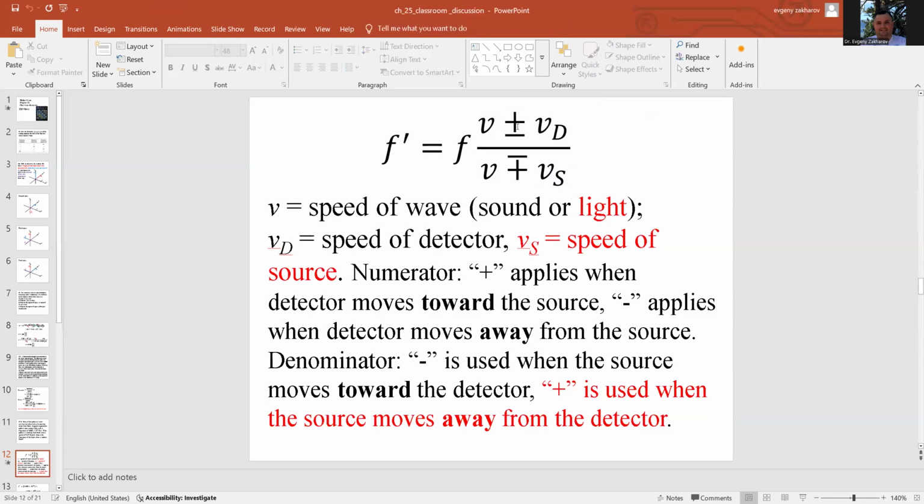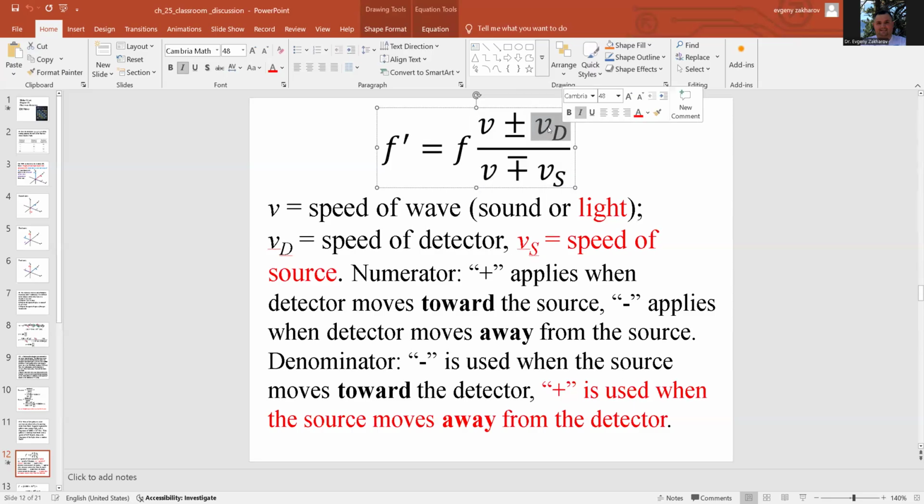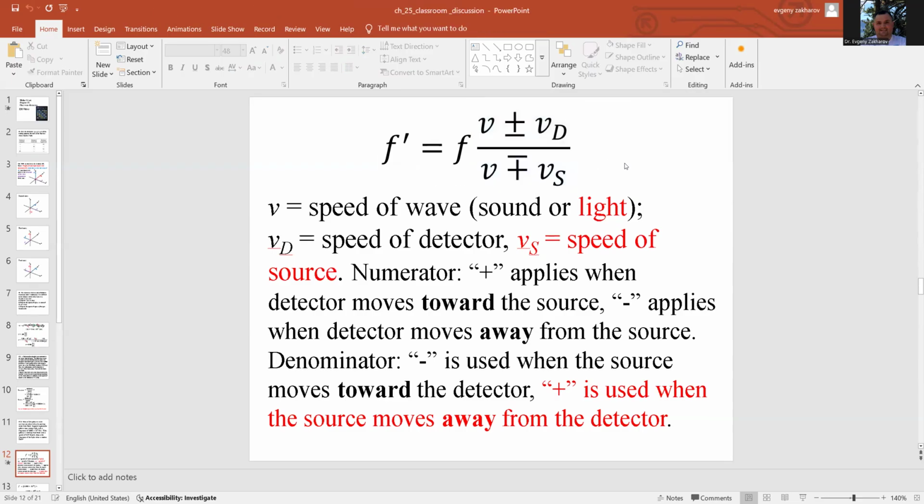So if the detector is moving towards the source, then it's a plus. If the detector is moving away, then it's a minus. If the source is moving towards the detector, then it's a minus. If the source is moving away from the detector, it's a plus. So plus, minus, minus, plus means towards, away, towards, away. That's how I like to remember all possible scenarios. So let's see what we have here.